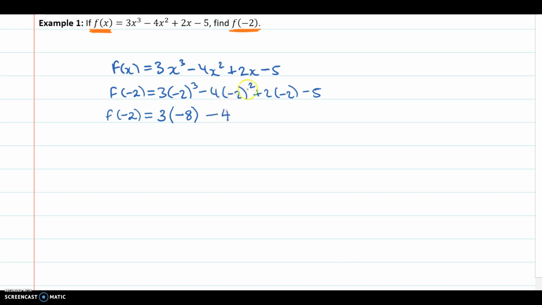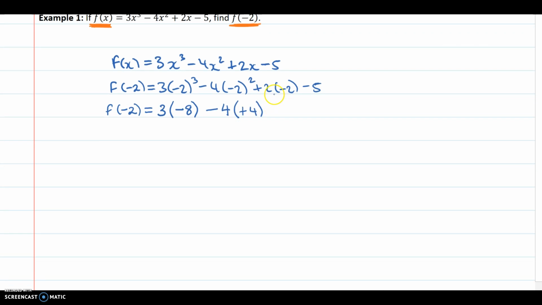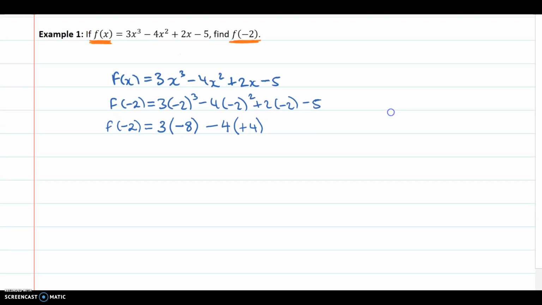Then we have minus 4 by minus 2 squared. So we have to square the minus 2. Well, minus 2 squared is going to be plus 4, minus by minus, 2 by 2. There are no exponents on the next piece, so it's just straightforward multiplication. Plus by minus is minus, 2 by 2 is 4. And then we have this minus 5 on the end. Okay, just continue this process of simplification.